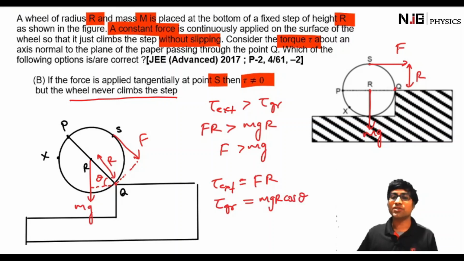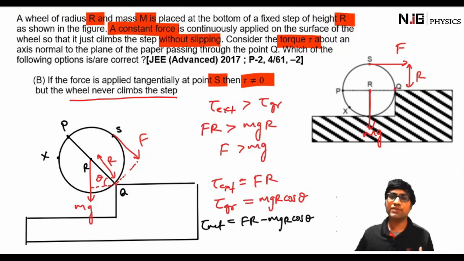So you can see that external torque is not changing, but the torque due to gravity is changing as the disk rotates about the point Q. So what will be the net torque? Net torque will be equal to Fr minus mgr cos theta, which is definitely going to be non-zero, number one.